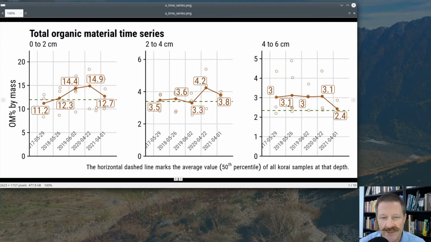And it's even less of a change as you get deeper down to the 4 to 6 centimeter depth. Now we're still less than 3 inches below the surface at the 4 to 6 centimeter depth. And that went from 3.1, 3.1. Basically that was static. It didn't change from 2017 until 2020. And after a coring event last year, it dropped down now to 2.4. But we're still looking here at a range of only 0.7% in organic matter over a 4-year period.